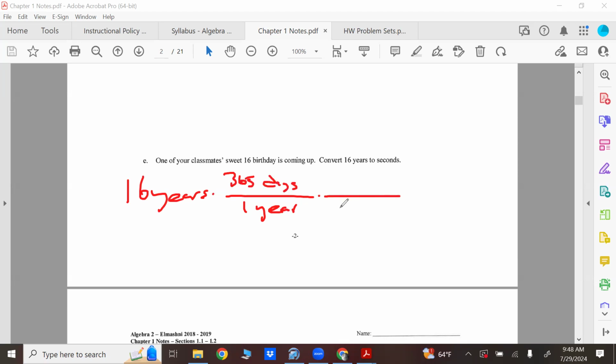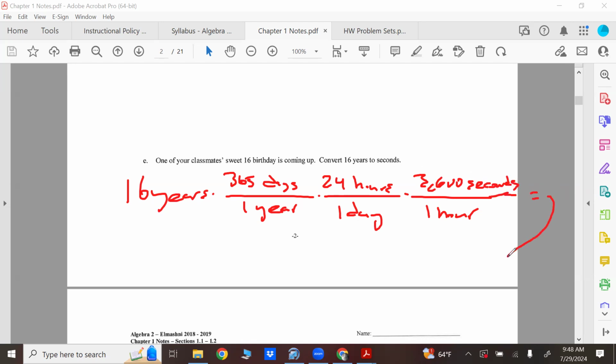And then 1 day is 24 hours. And 1 hour. Sorry, my handwriting sucks. I do need to get a stylus. Maybe one of these days I'll just do all tails. Try to order one today. Okay. But that's what happens.